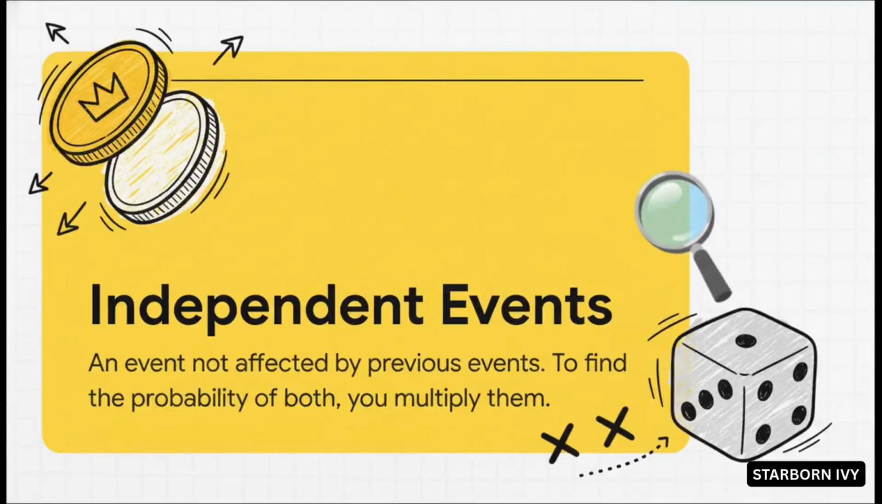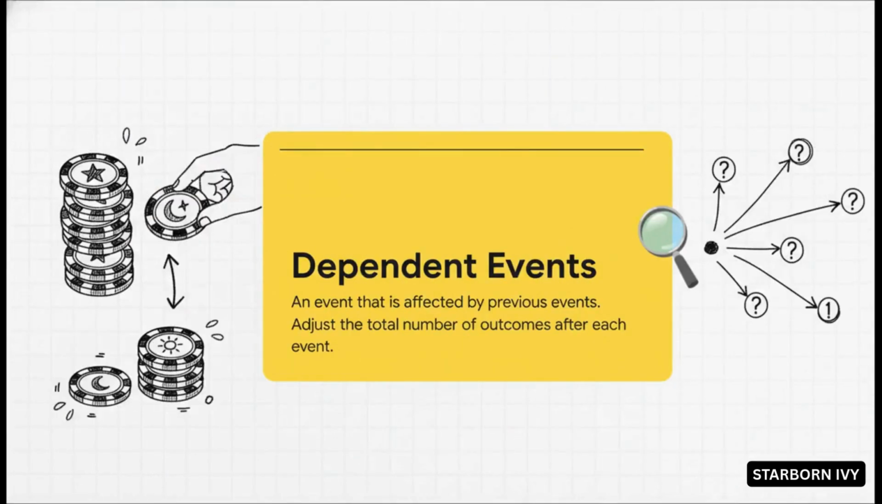First up, we've got independent events. The classic example is flipping a coin and then rolling a die. What you get on that coin flip has absolutely zero effect on what number comes up on the die, right? They're totally separate. When you want to find the probability of both happening, you just multiply their own little probabilities together. Easy.